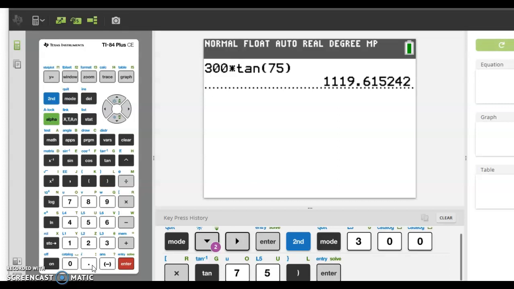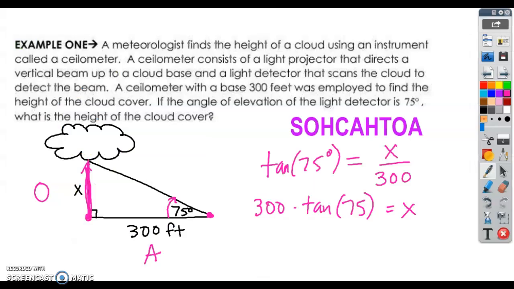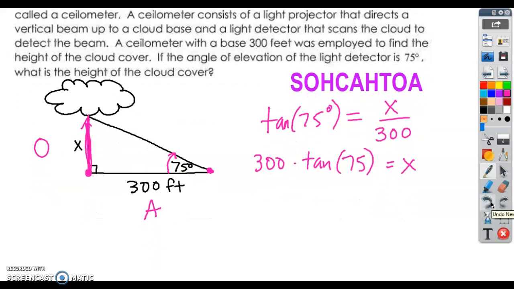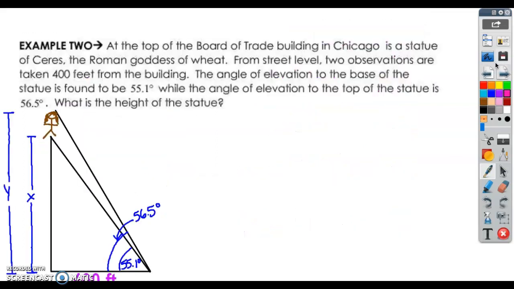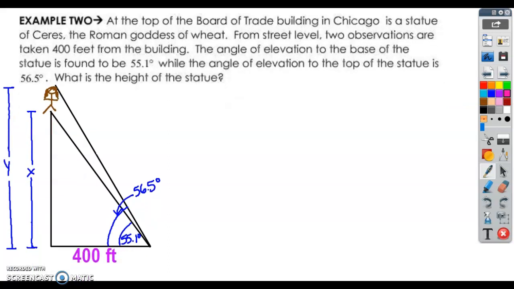All right, so unfortunately, we're going to have to round this number. So we're getting 1,119.62 feet. And sometimes we have to round. And that's what they're asking for. They're asking for that height. So x is approximately 1,119.62 feet. And that's it. SOHCAHTOA.